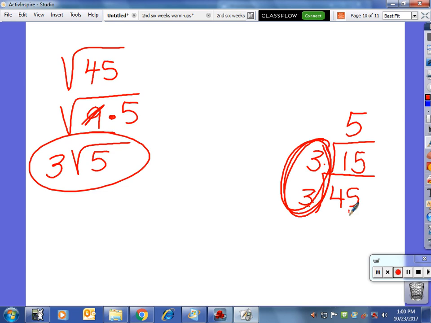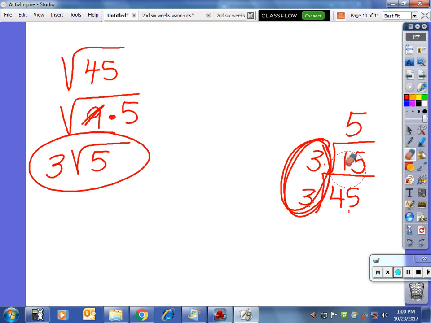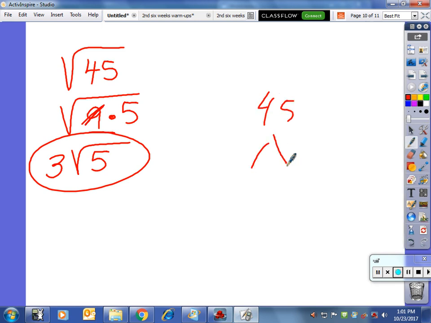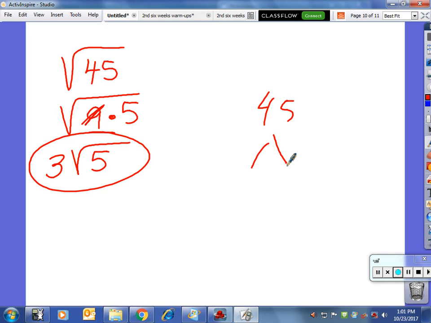If you don't like my little method right here, maybe you want to go back to the tree way. Give me 2 factors of 45. 9 and 5. That's prime, circle it. 9 breaks down to 3 times 3.